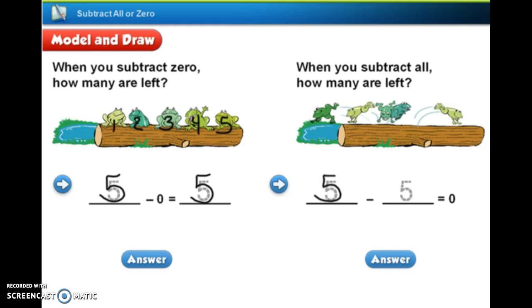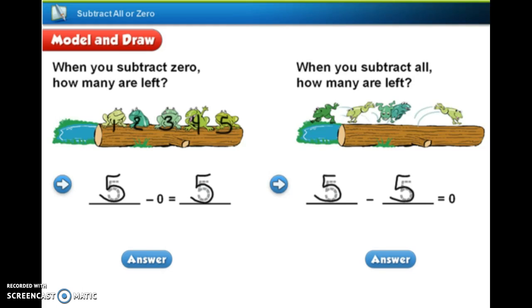5 frogs jumped off the log. So I'm going to minus 5. How many frogs are still sitting on the log? That's right, 0. No frogs are still sitting on the log.